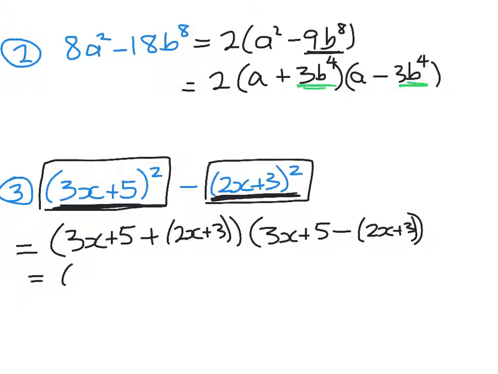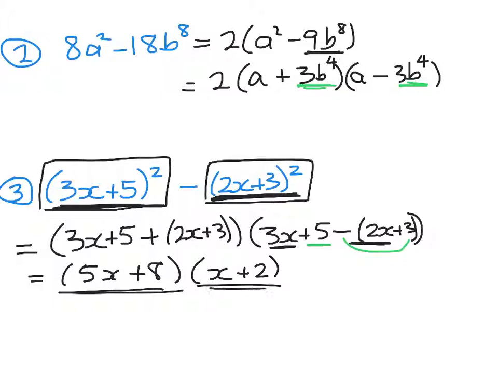So expanding this out, I get 5x plus 8 times 3x minus 2x gives me x, and I have plus 5 minus 3 giving me plus 2. So that's factorised now because it's written as this times this. If I wanted to, I could go on to expand that out. It would depend on the problem I was working with, or I could solve an equation if it came up there too. But when we say factorise, we just mean get to this form here.